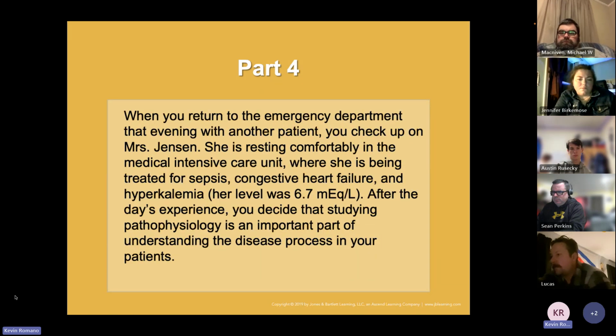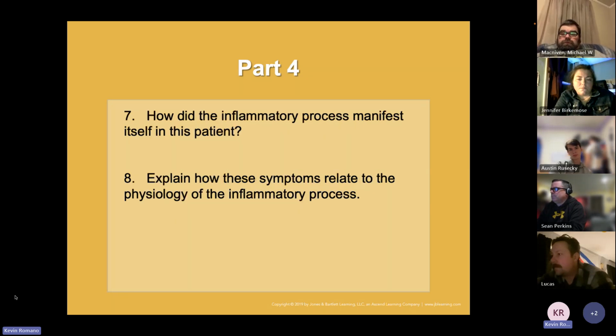So when you return to the emergency department that evening with another patient, you check up on Mrs. Jensen. She's resting comfortably in the medical intensive care unit, the MICU, where she is being treated for sepsis, congestive heart failure, and hyperkalemia, as her level is 6.7. After the day's experience, you decide that studying pathophysiology is an important part of your understanding of the disease process in your patients. So how did the inflammatory process manifest itself in this patient?